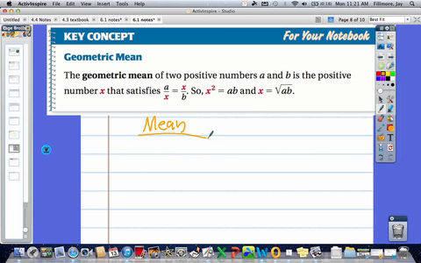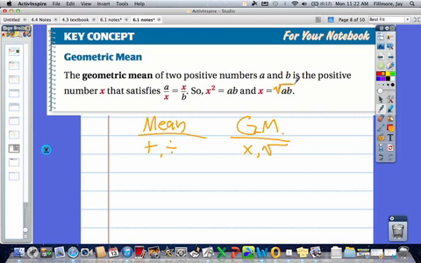When you talk about mean, median, and mode in statistics, when you have the mean of a certain set of numbers, you add them together and then divide by the number of terms. For the geometric mean, you multiply them together and then take your square root. That's it. So the geometric mean of A and B is you multiply them together and then take your square root. That's all we have to do.